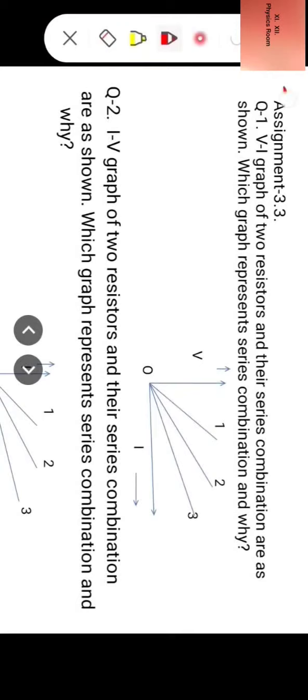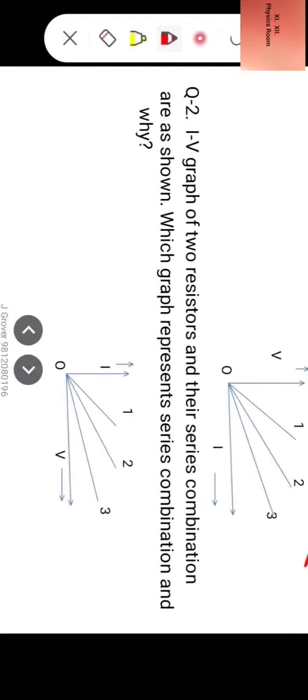Now assignment 3.3, question number 1. VI graph of two resistors and their series combinations are as shown. Which graph represents series combination and why? Now question number 2. IV graph of two resistors and their series combination are as shown. Which graph represents series combination and why?